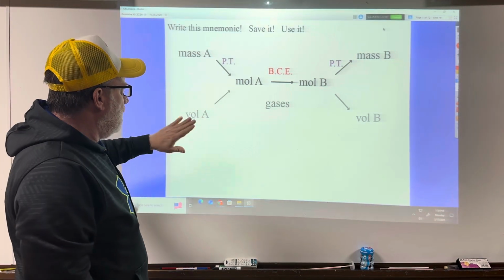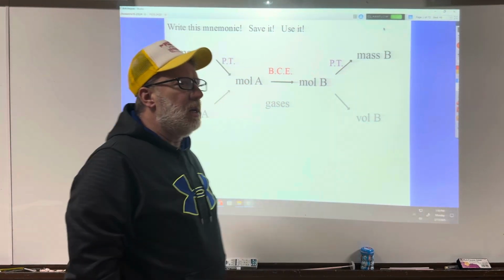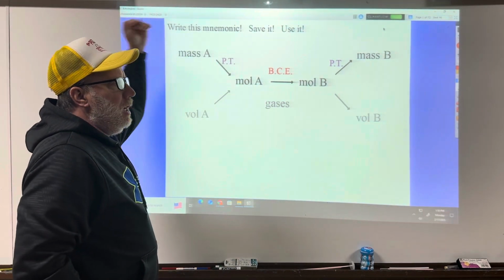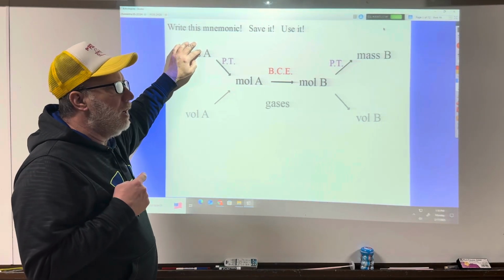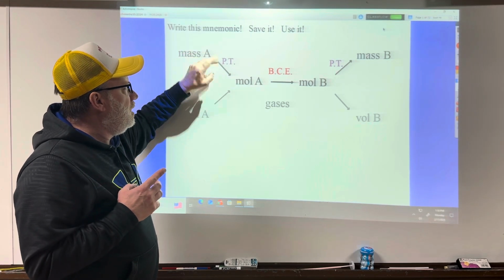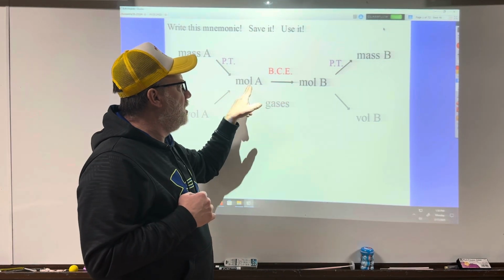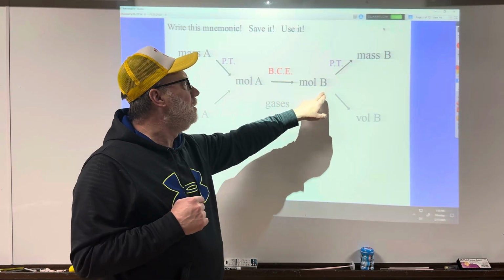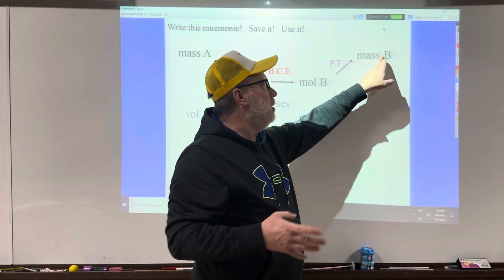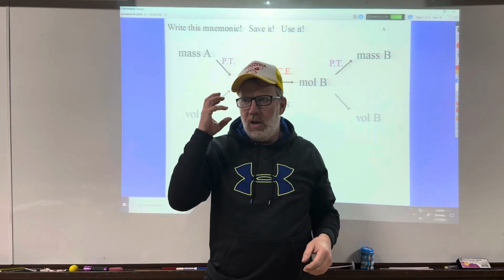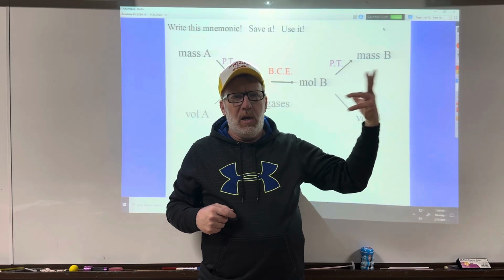So you have this mnemonic. Later, when we get into gases, we'll use volume of A to moles of A to moles of B to volume of B. But right now, in the laboratory, if you were using a balance, you could measure the mass of a reactant or product. Use a periodic table to change that to moles. Use the balanced chemical equation to change that to the moles of the other one that you want. And then use the periodic table to change that other reactant or product back to mass of B. So you can say, okay, if I've got this many grams of something, how many grams of the other one am I going to need or am I going to produce?